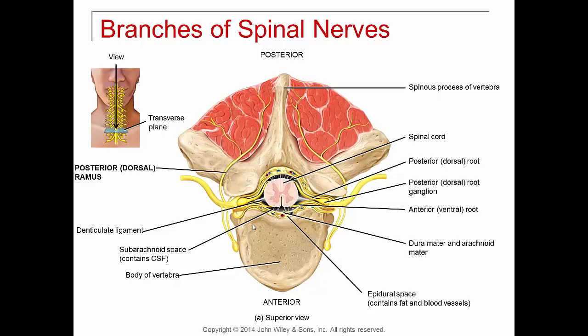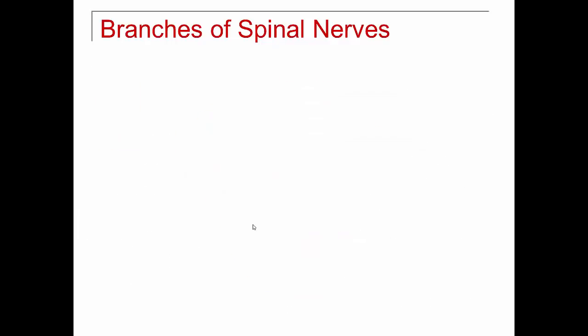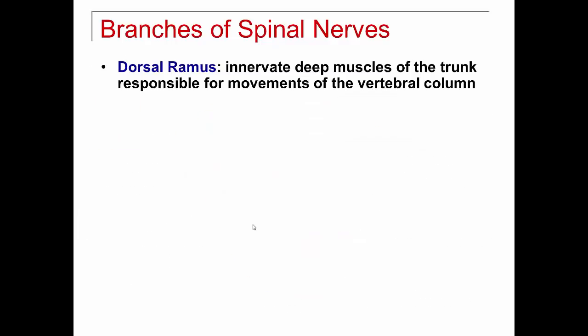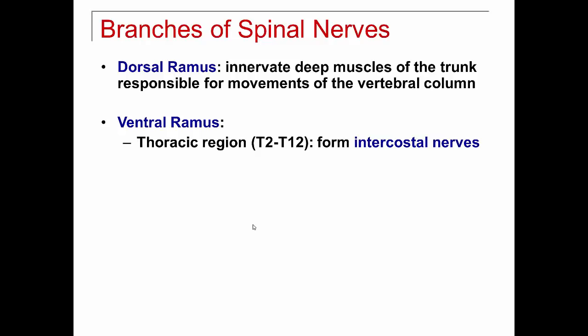The posterior or dorsal ramus of the spinal nerve is innervating the dorsal trunk muscles, or those deep muscles of the back responsible for movements of the vertebral column, and also some of the skin and connective tissue on the back as well. The other branch is the anterior or ventral ramus of the spinal nerve. The destination of this branch depends on where you are in the vertebral column, as we'll see on the next slide. So again, the dorsal ramus innervates the muscles of the vertebral column. The ventral rami in the thoracic region are actually called the intercostal nerves. The intercostal nerves are innervating the intercostal muscles, which are involved in breathing, and they're also innervating the skin in the thoracic region.